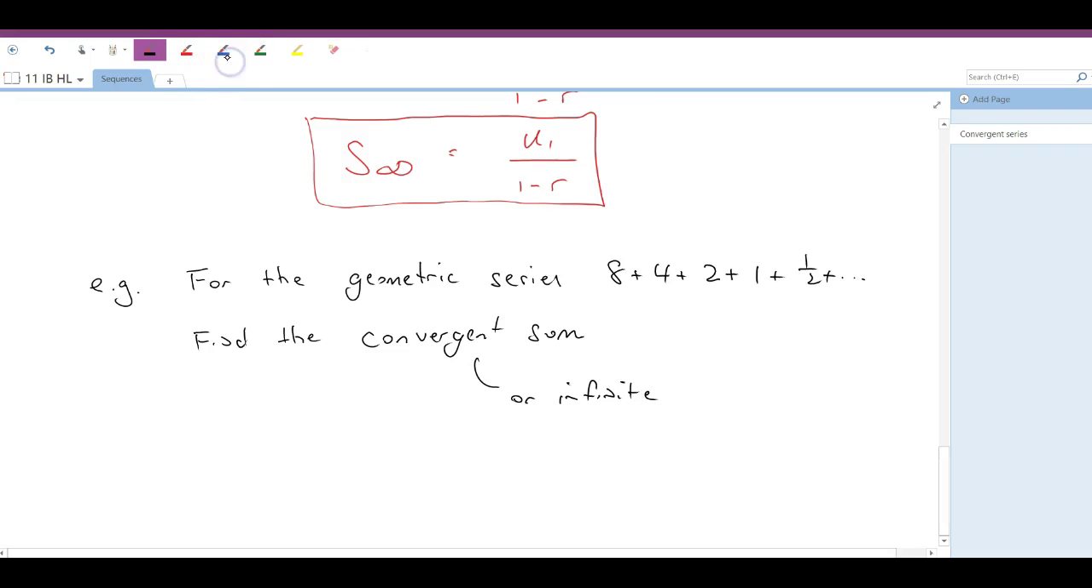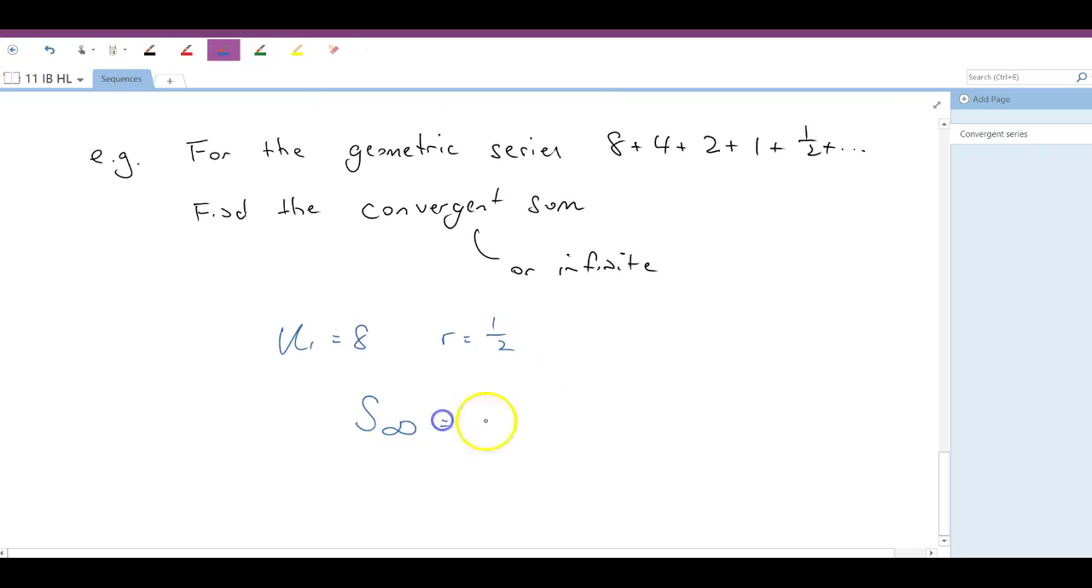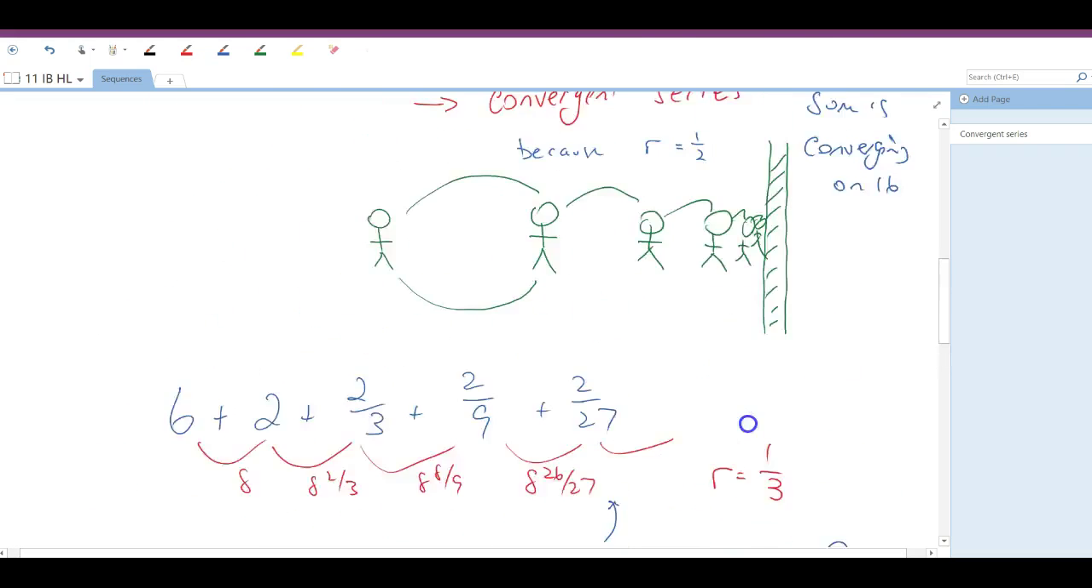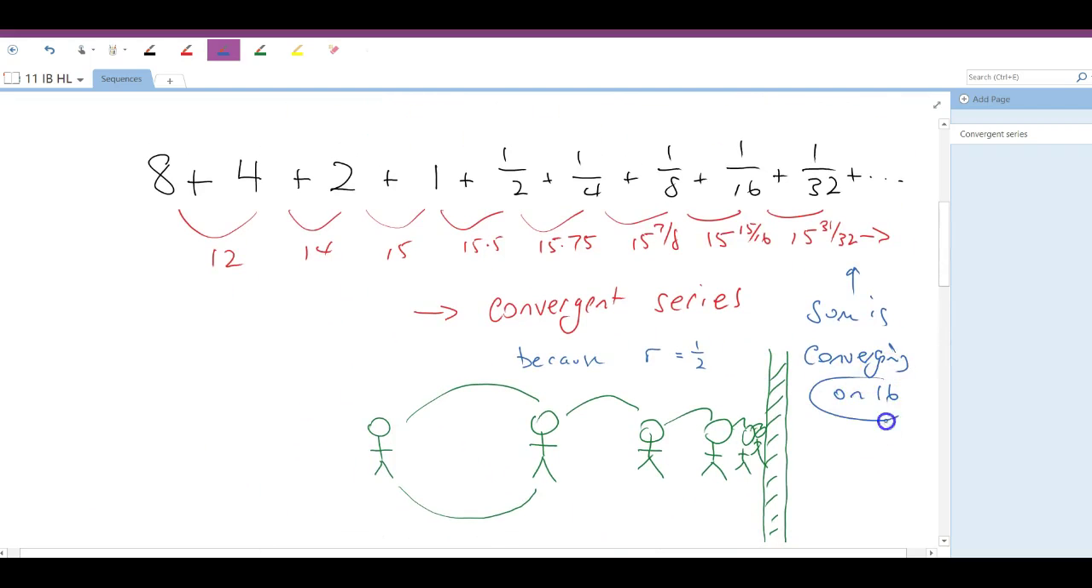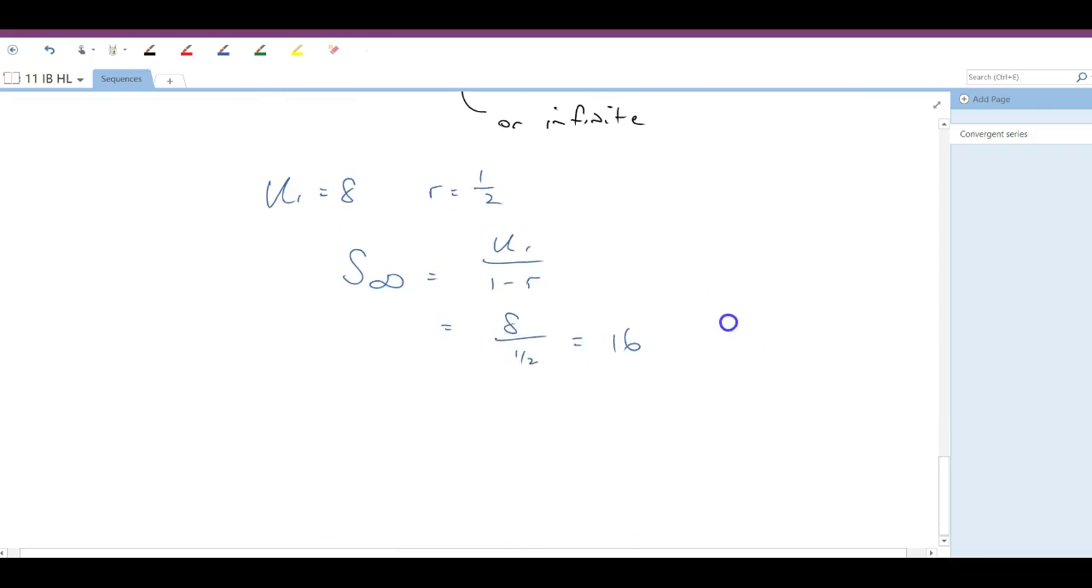So right, let's work this out. We know that u1 is equal to 8, r is equal to 1/2. So my infinite sum being u1 over 1 minus r is equal to, in this case, my u1 is 8, 8 over 1 minus a half, which is a half. 8 divided by half is 16. Now this is what we suspected up here, converging on 16. So we've put that into some sort of theoretical context and justified that result.